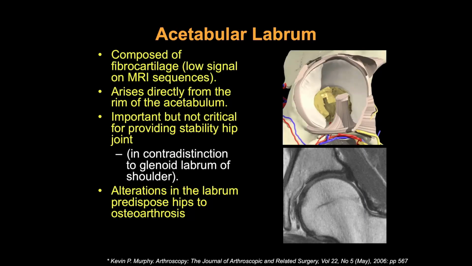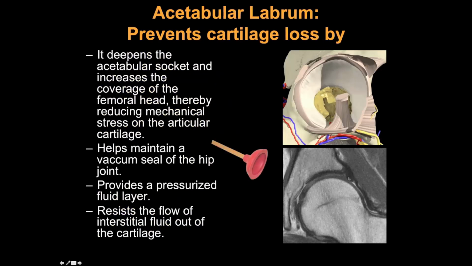Now the acetabular labrum is composed of fibrocartilage and therefore should be low signal intensity on all MR sequences. It arises directly from the rim of the acetabulum. It is important but not critical for providing stability of the hip joint, in contradistinction to the glenoid labrum of the shoulder. Alterations in the labrum predispose the hips to osteoarthrosis. And so here is that acetabular labrum formed by fibrocartilage, and here it is, low signal and triangular shaped, at the superior lateral acetabulum on our coronal proton density images.